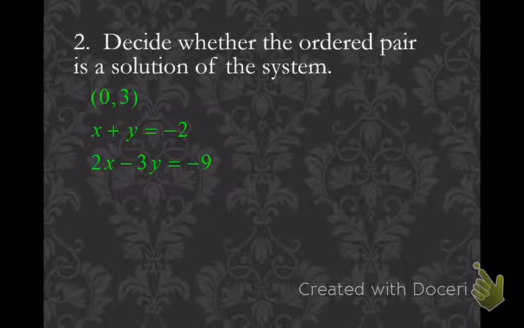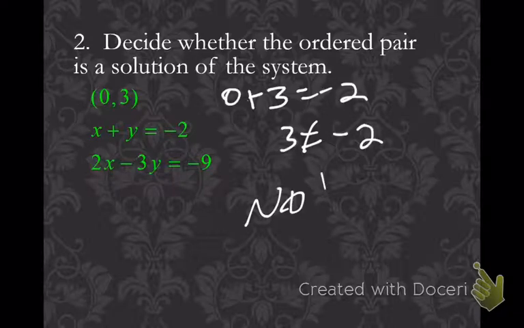All right. Same thing here. Plug those in and see if (0, 3) will work for both these equations. Stop the video, plug them in, see what you get, and then start the video back up again and see if you're right. Okay? Did you get this? If you plug (0, 3) into that x plus y equals negative 2 equation, then you can see that 3 is not equal to negative 2. So (0, 3) is not going to be a solution.